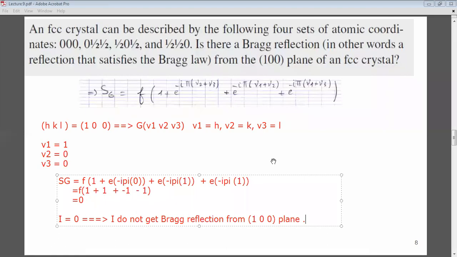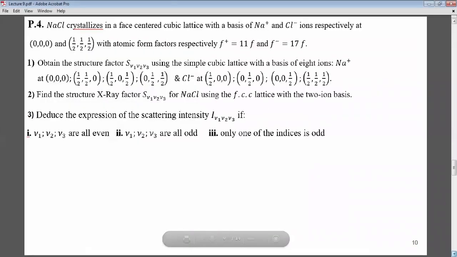Okay, let's move forward. NaCl crystallizes in a face-centered cubic lattice with a basis of Na plus and Cl minus ions, respectively at 0, 0, 0 and half, half, half. So the sodium is at 0, 0, 0 and the chlorine at half, half, half, and this is an FCC lattice with f plus equal to 11f, which means f of the sodium ion is 11f, and f of the chlorine ion is 17f.